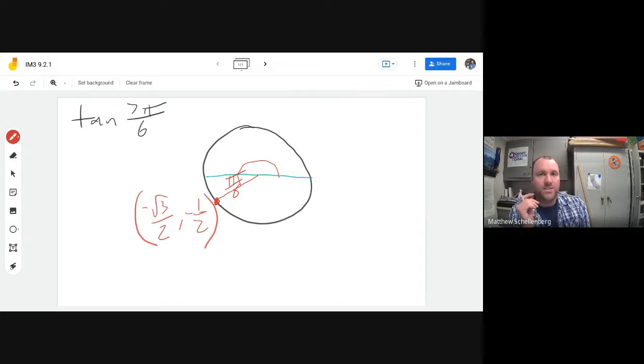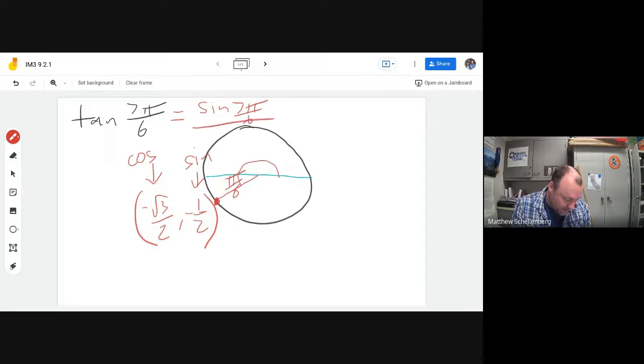Well, remember how the cosine is the x value and the sine is the y value? Well, that means that this right here is the cosine of 7 pi over 6, and this right here is the sine of 7 pi over 6. The tangent of 7 pi over 6 is really sine of 7 pi over 6, all divided by cosine of 7 pi over 6, because tangent equals sine over cosine.